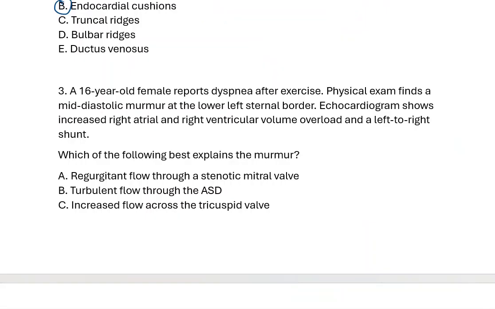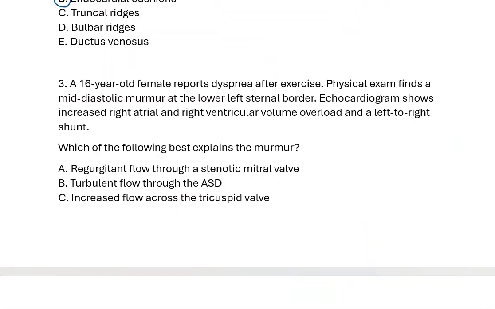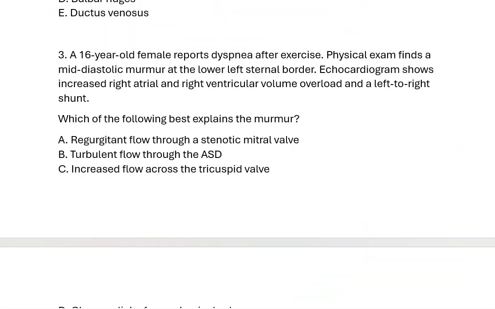A 16-year-old female reports dyspnea after exercise. Physical examination finds a mid-diastolic murmur, right? So since we're talking about ASD, remember we said that in ASD, if they have a diastolic murmur, that's because of increased flow through the what? Tricuspid valve. Echocardiogram shows increased right atrial and right ventricular volume overload and left to right shunts. Which of the following best explains the murmur? So what they're asking us, they're not even asking us about the ASD. They're asking us about what's causing this diastolic murmur.